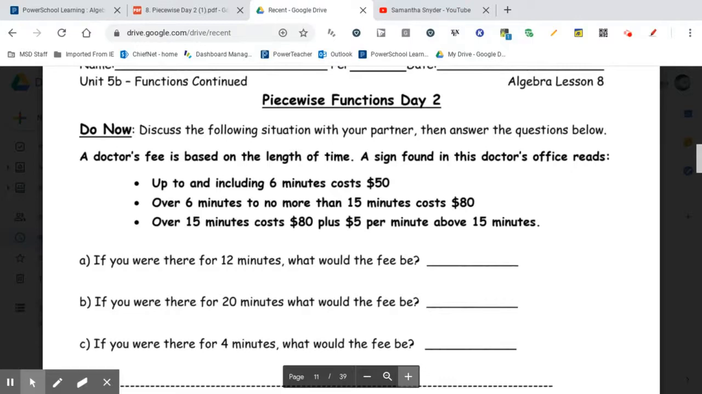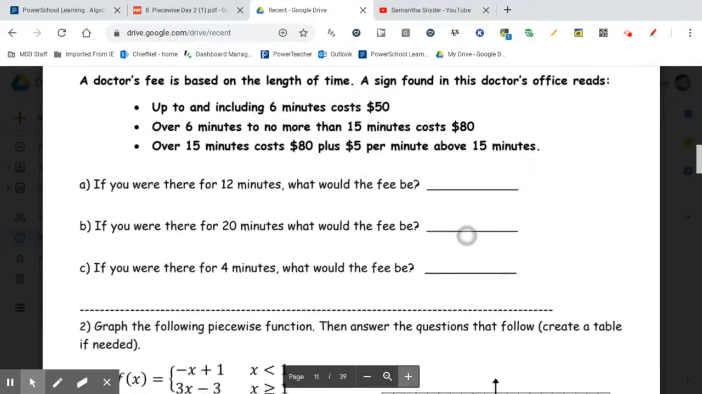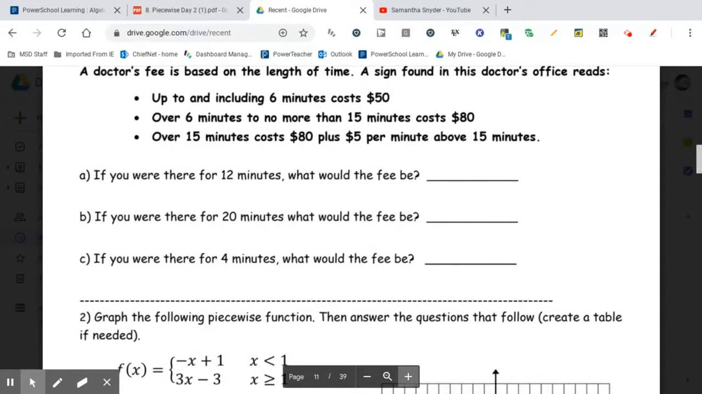So let's go ahead and discuss the following situation with your partner. You don't have a partner, so think about it. Then answer the questions below. A doctor's fee is based on the length of time. A sign found in the doctor's office reads: up to and including 6 minutes costs $50. Over 6 minutes to no more than 15 minutes costs $80. And then over 15 minutes costs $80 plus $5 per minute above 15 minutes. So I would pause the video, take a second right now, and see if you can answer these questions.